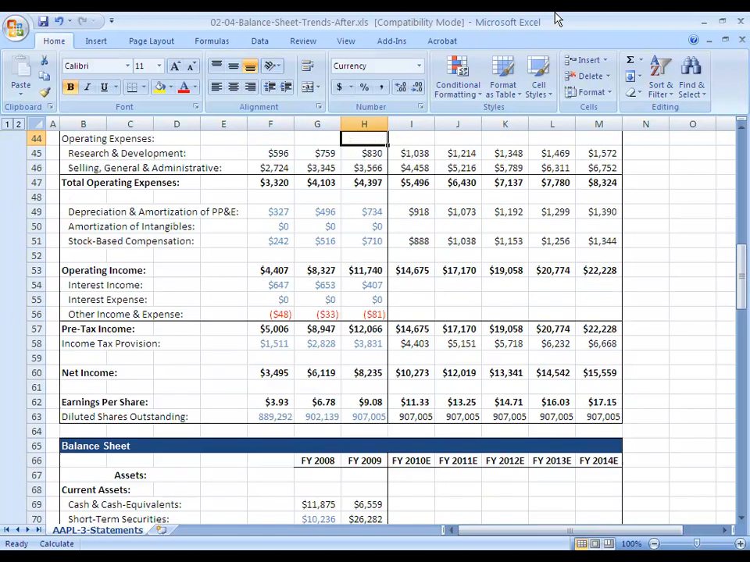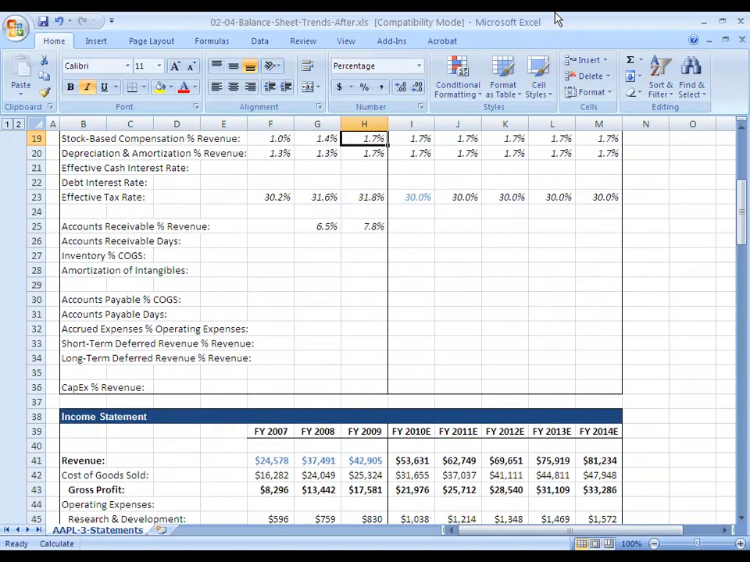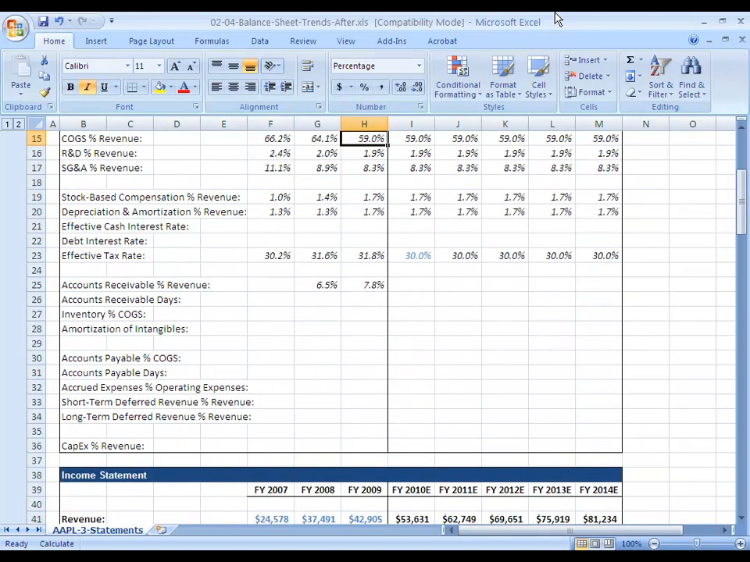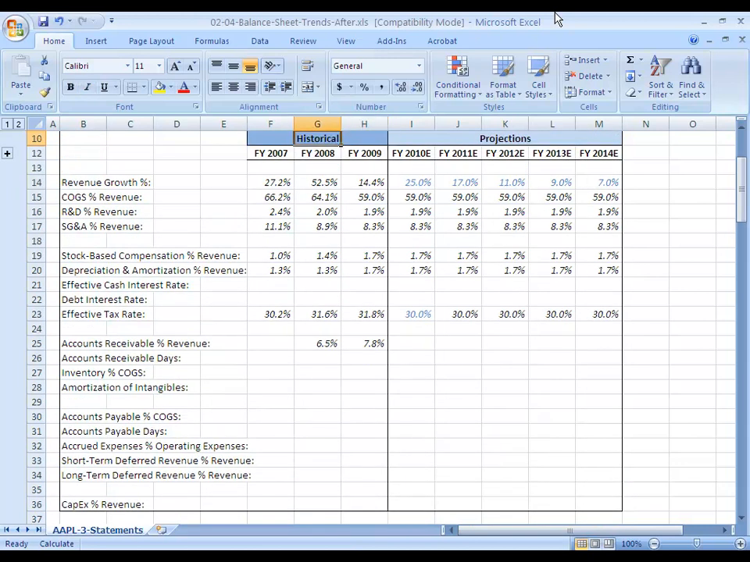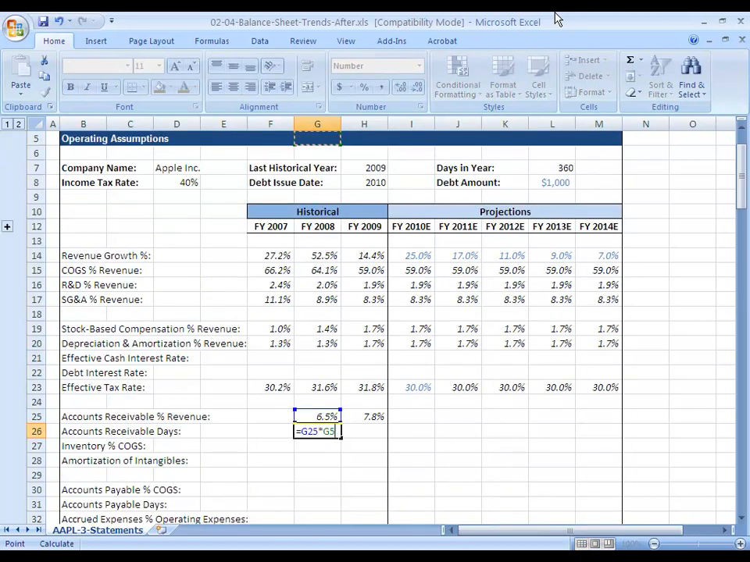There are more complex things that you could do based on trial balances and other accounting concepts, but most of the time in investment banking, you'll go with the very simple approach that I just described here. So what we're going to do is take our accounts receivable as a percent of revenue and then multiply it by the number of days in the year, which is 360 here.